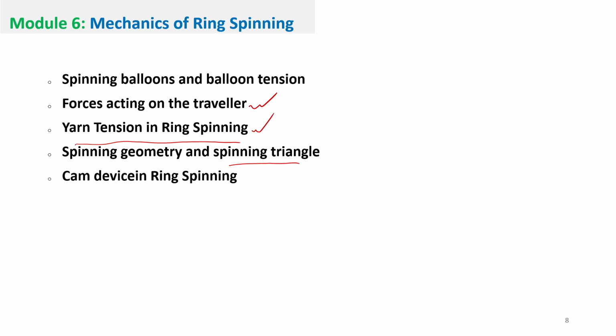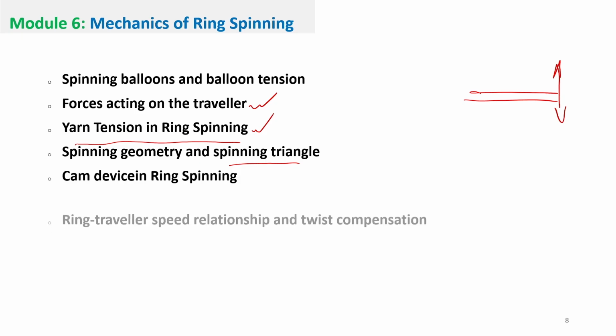Then cam devices in ring spinning. So, different cams are used in ring spinning. So, their mechanics we will discuss, because cam is used for basically the ring rail movement. Ring rail movement is not a simple movement. So, it has got a complex movement that we get through the cam.